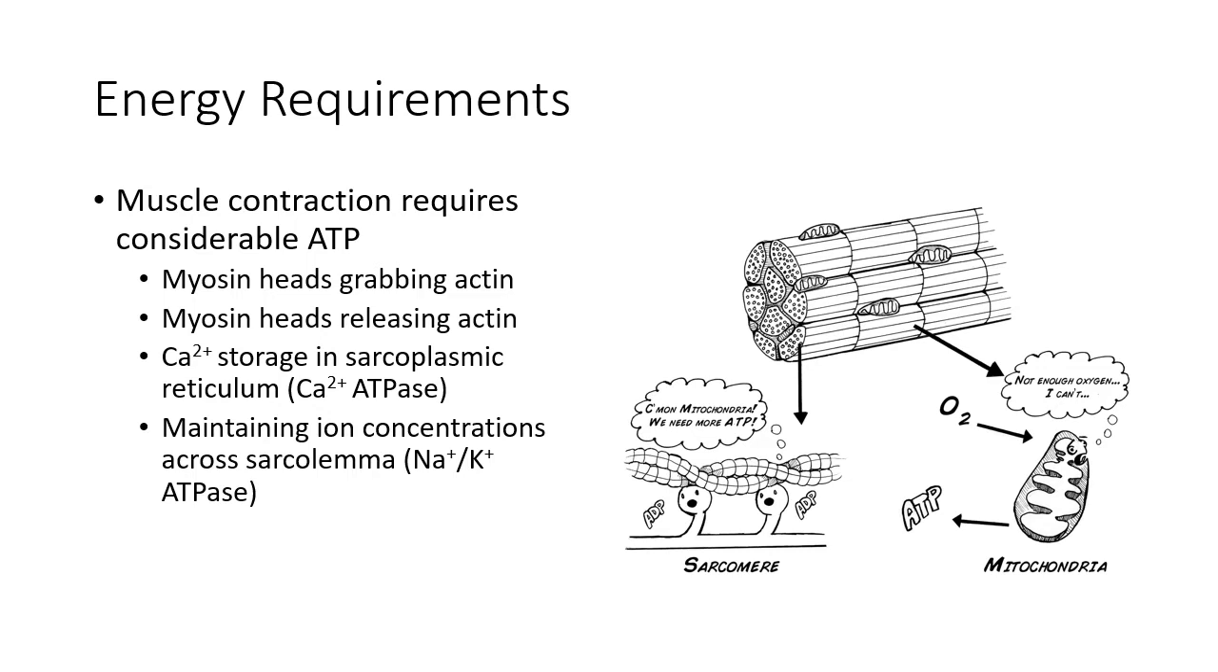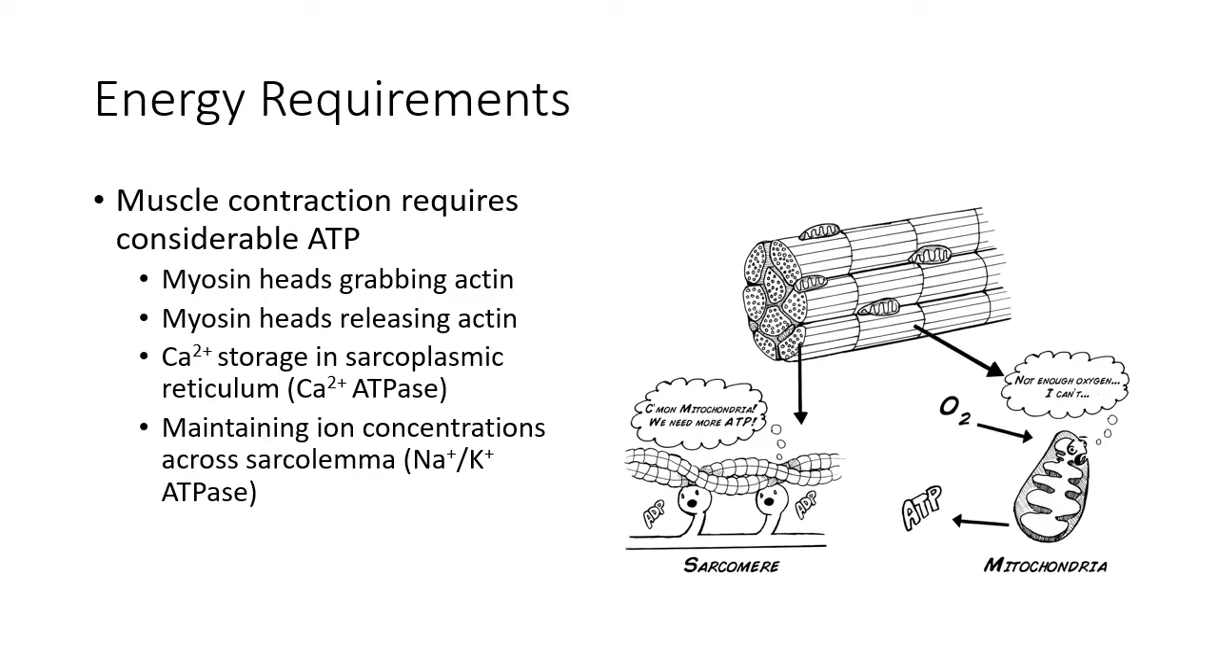First, you need energy for the myosin heads to grab actin in the first place. That's because in order to grab actin, they have to be cocked. It takes ATP for them to cock. So they use ATP to cock, then they can grab actin. Then they also need to use ATP again to let go of actin. So they actually need to use it twice. It also costs ATP to put the calcium back in the sarcoplasmic reticulum.